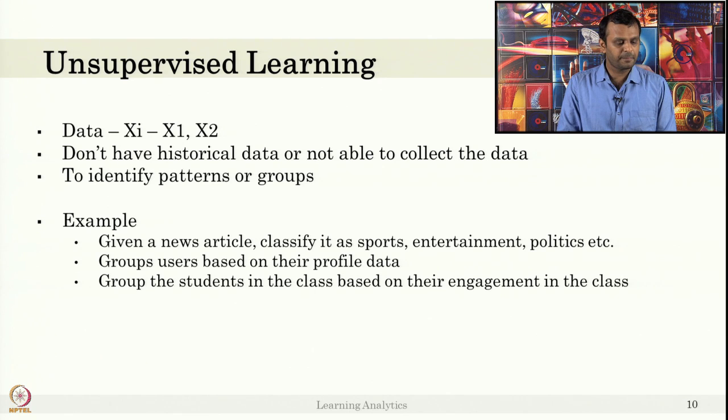For example, given a news article, classify the news article as sports, entertainment, or politics. In Google News, it happens automatically without having labeled it, classifying as sports or entertainment. Or if we had a lot of human data labeling all these news articles, then this is a supervised problem. Consider there's a given news article, a topic, one news item.